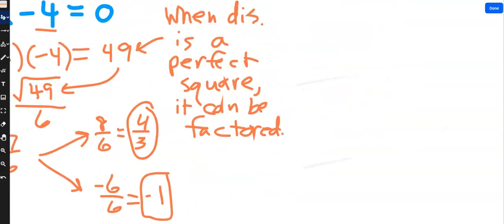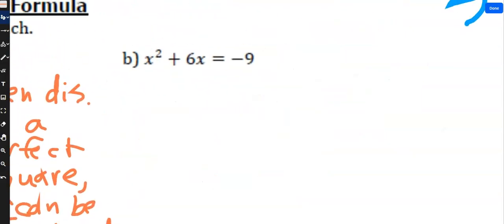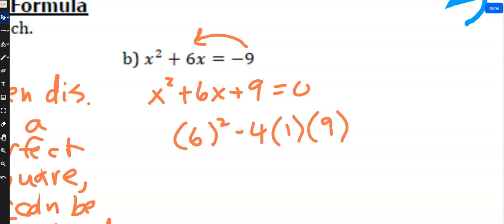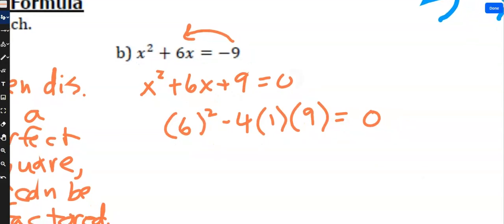All right, let's try another one here. Same scenario, got to get this to the other side. X squared plus 6x plus 9 equals 0. So start off with b squared minus 4 times the a value times the c value. Oh, look, the discriminant is 0.